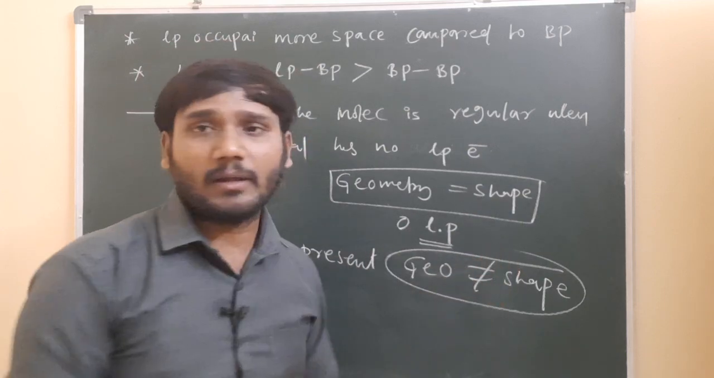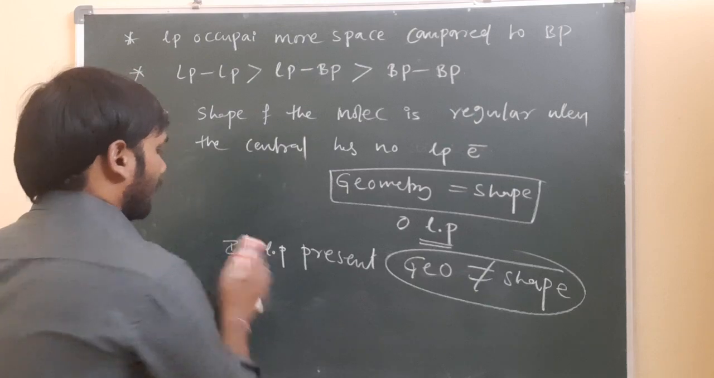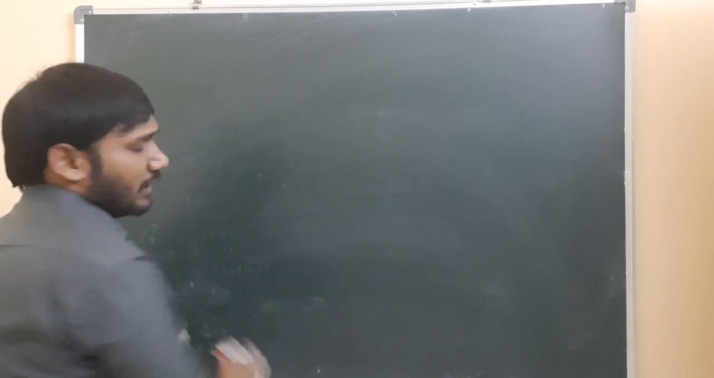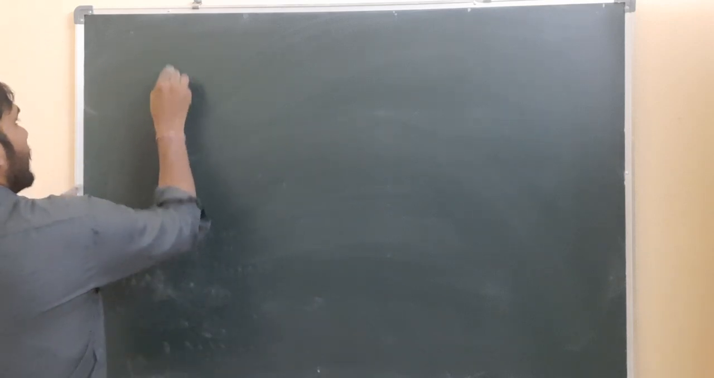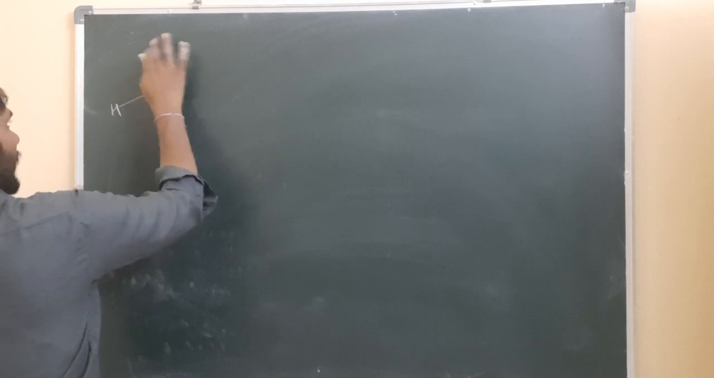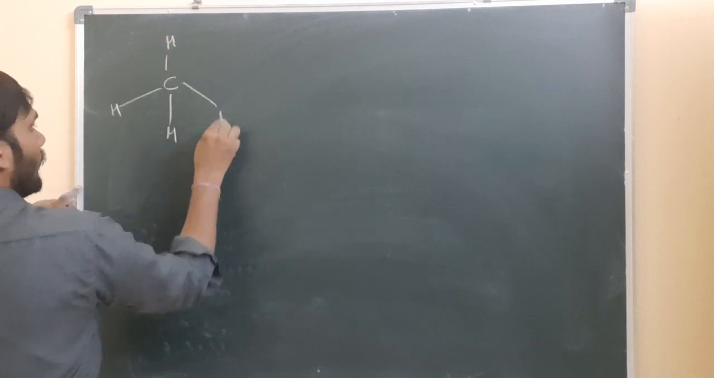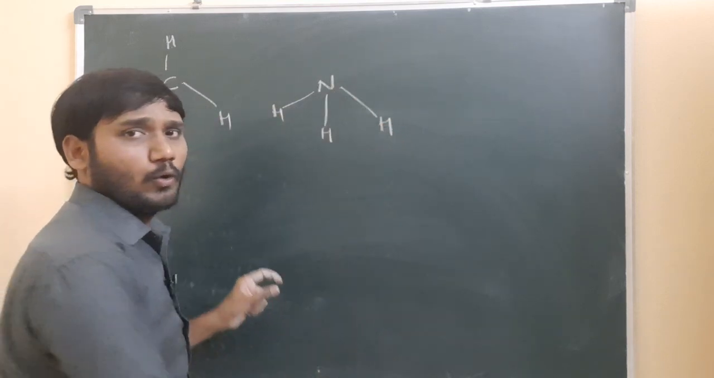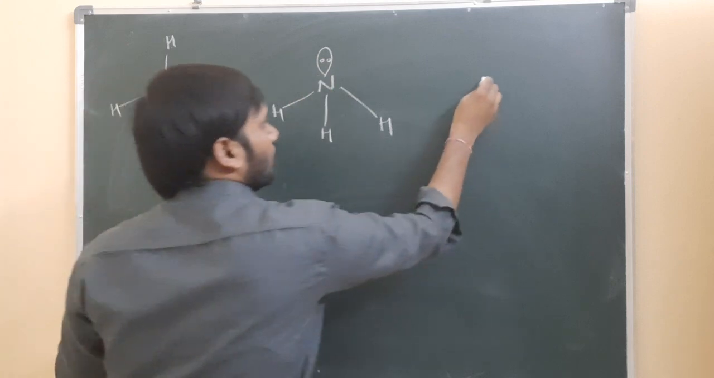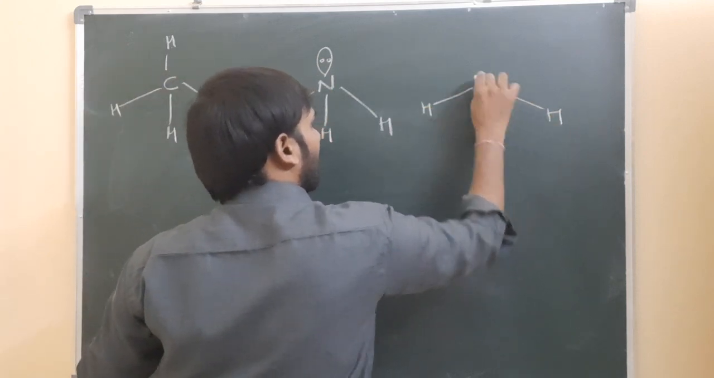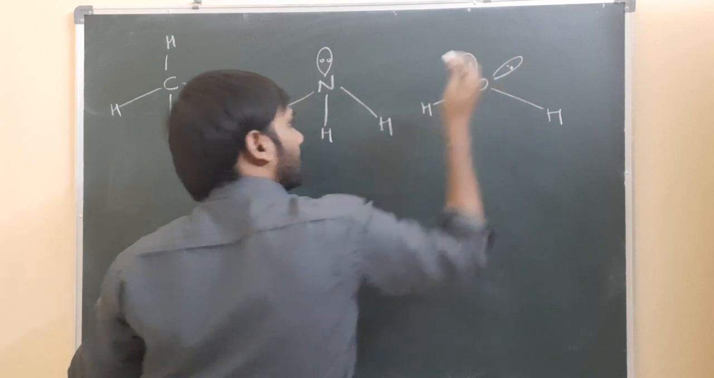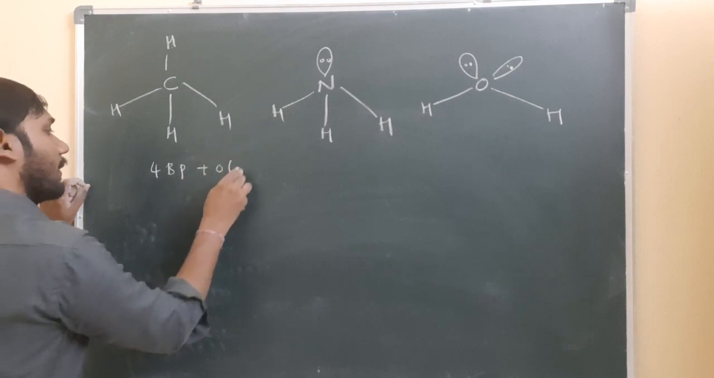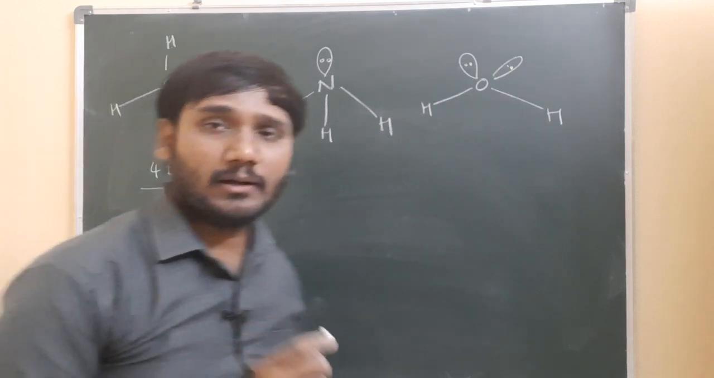If lone pairs are present, what happens? The geometry and the shape of the molecule are different. So let us see what types of shapes we get. Now we are discussing CH4, NH3 and H2O. In the CH4 structure, 4 hydrogens are present. Next is NH3, with 3 hydrogens and 1 lone pair. Next is H2O, with 2 hydrogens and 2 lone pairs. CH4 has 4 bond pairs but 0 lone pairs.